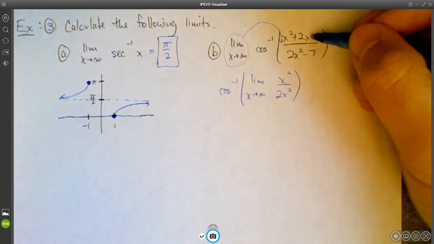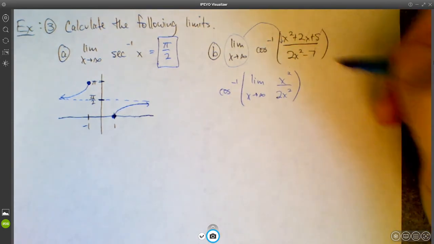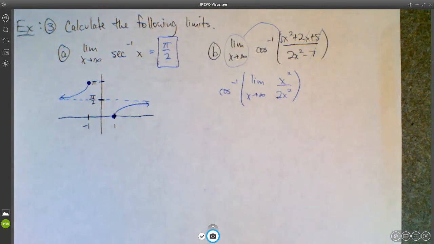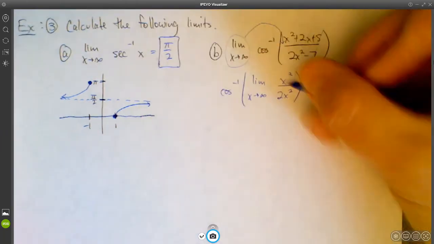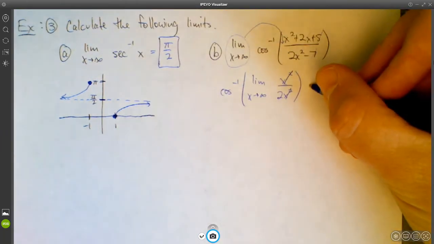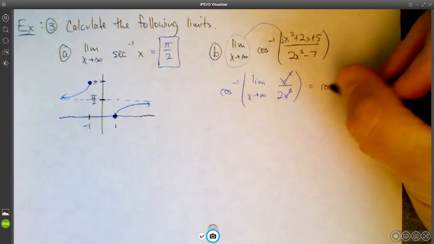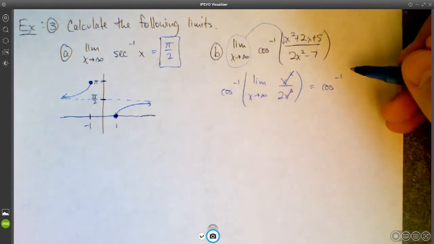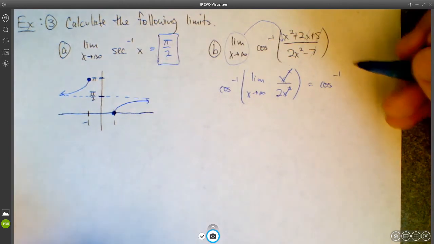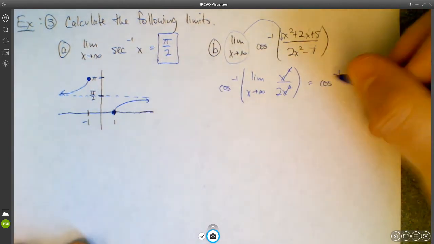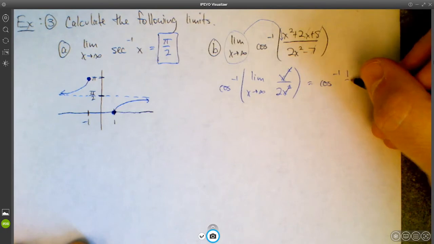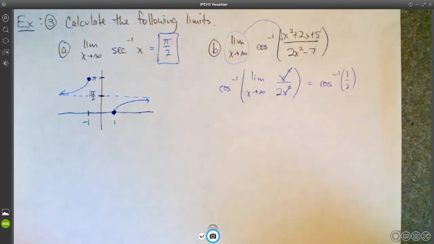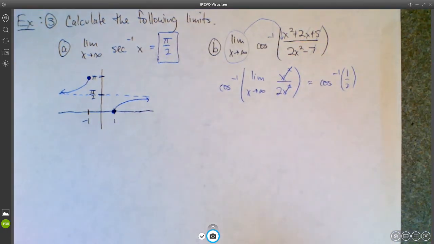Right? The rest of it is negligible. It's not going to really contribute much when x is really, really large. Okay? Now the benefit of doing that is that the x squareds cancel. So this is really cosine inverse of the limit as x approaches infinity of 1/2. Well, 1/2 isn't dependent on x. So as x goes to infinity, 1/2 is just going to still be 1/2. So really this is just cosine inverse of 1/2.